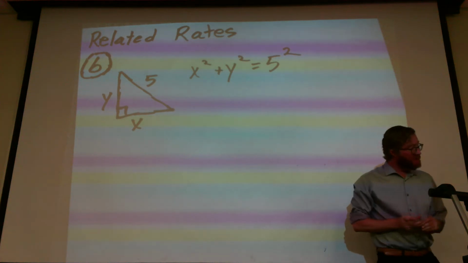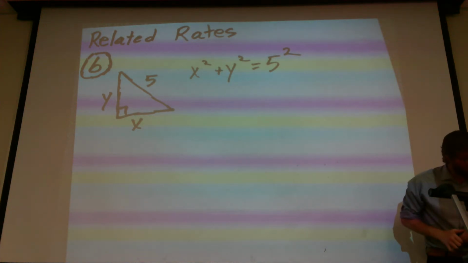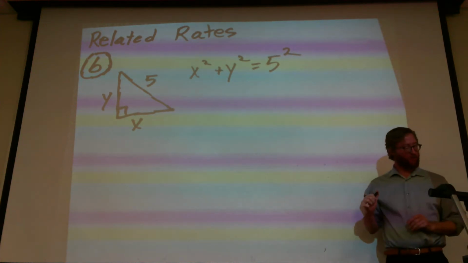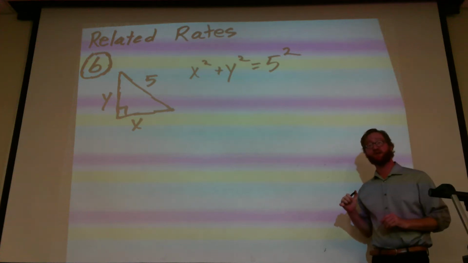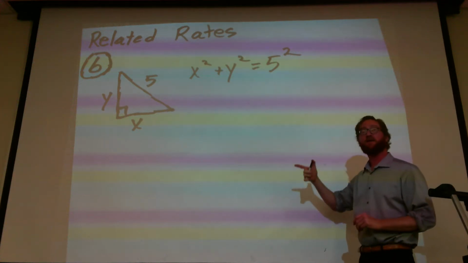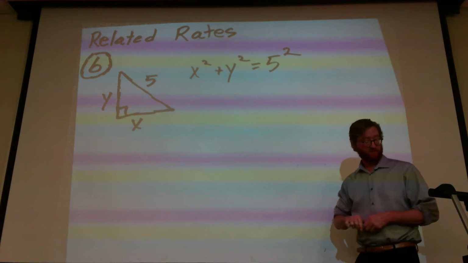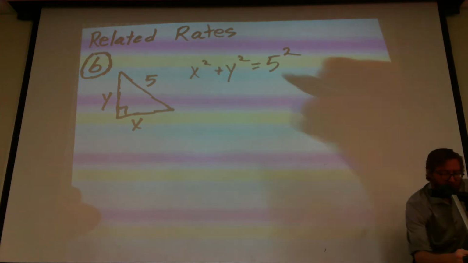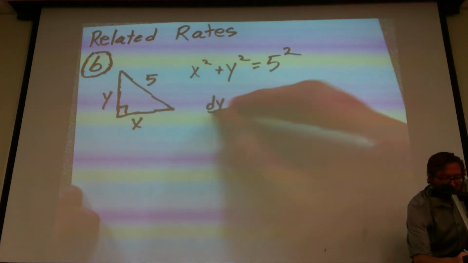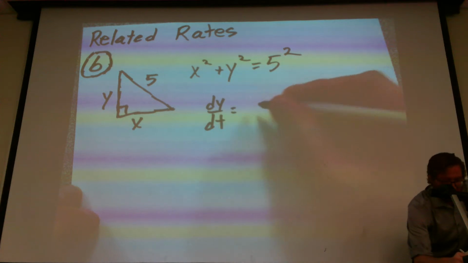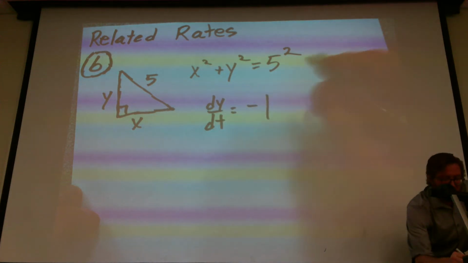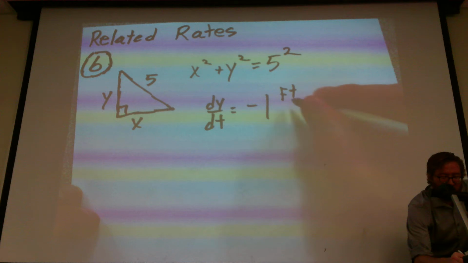Now it is slipping down the wall at 1 foot per minute. So what does that mean? That means that the y length is decreasing. So that means that dy/dt is going to equal -1 foot per minute.